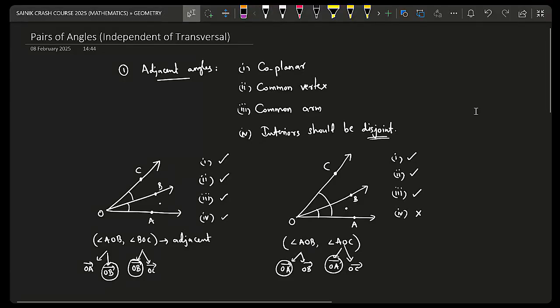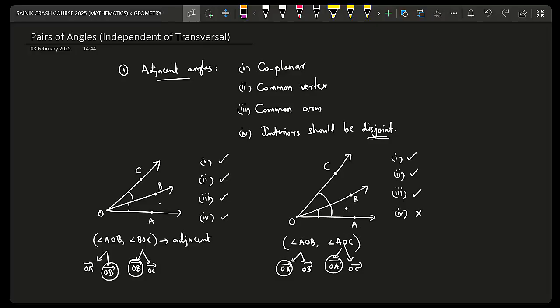Sir, common arm means? Common arm means one ray should be an arm for both angles. You take the first figure. In the first figure, ray OB is the arm for both the angles. Yes or no? Yes, sir. Yeah, the same ray is taken as an arm for both the angles. So it is a common arm. That's it.